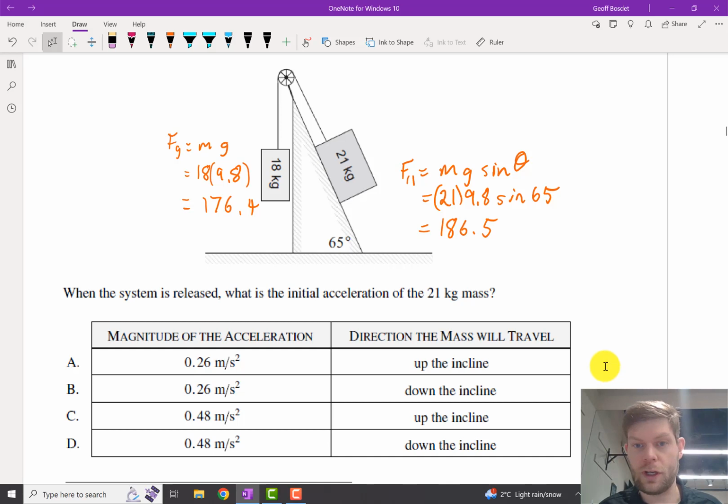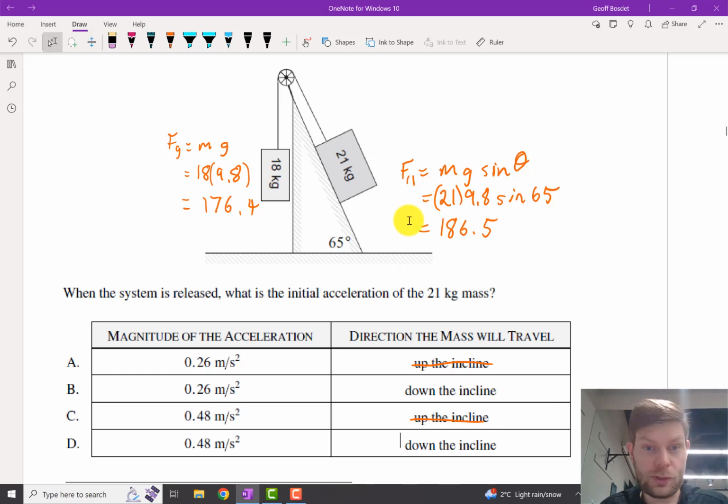All right, so we figured it out. The fight between, in this corner, we got F parallel with a bigger mass and a steep angle, leading it to be the winner with 186.5 newtons versus its opposing contender at 176.4. So we got two forces fighting. The 21 kilogram one's going to win. So we know it is a down the incline situation because the bigger force is going to win.